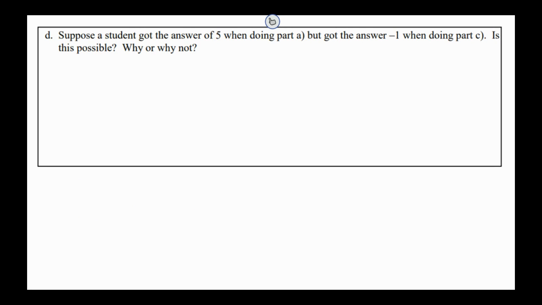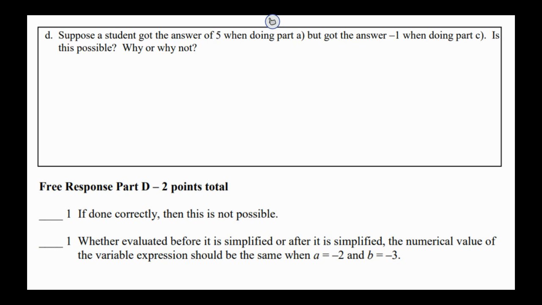Part D, suppose a student got the answer of 5 when working part A, but got the answer -1 when working part C. Is this possible? Why or why not? This is 2 points. If done correctly, this is not possible. So you get a point for saying not possible.